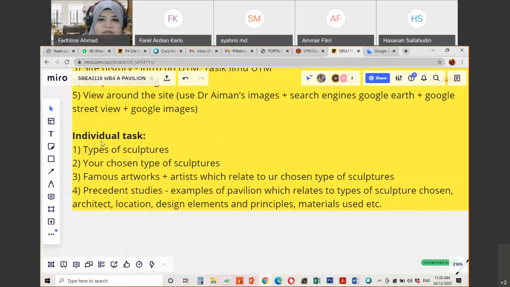And then precedent studies examples of pavilion which relates to type of sculptures chosen, the architect, location, design elements and principles, materials, and etc. This one you have presented during the last Monday. Okay, but that one is too general. It is not related to you yourself. Okay, so for this time being, on this afternoon, I would like to see the examples of pavilion which will be used as examples for your own individual project, right?